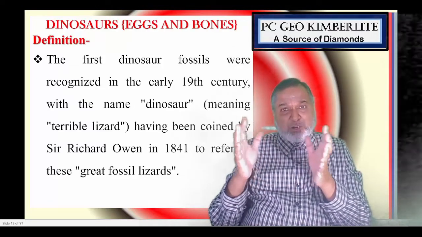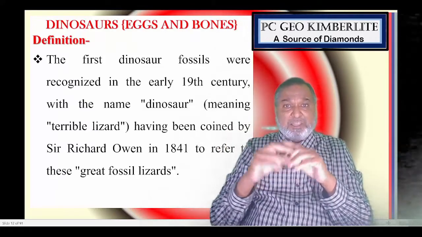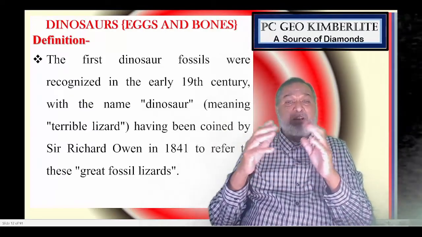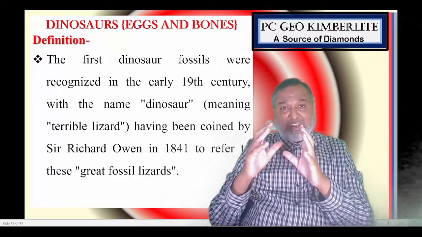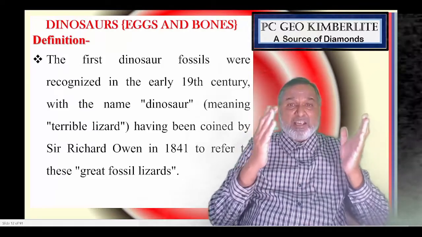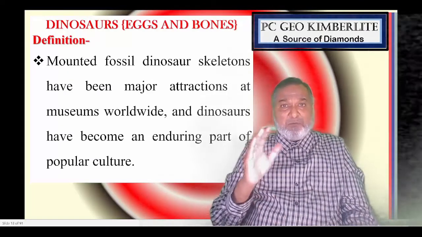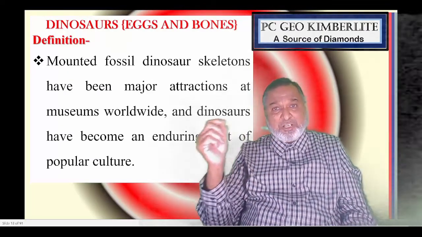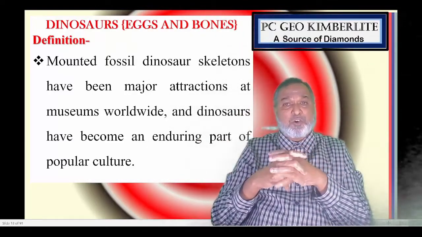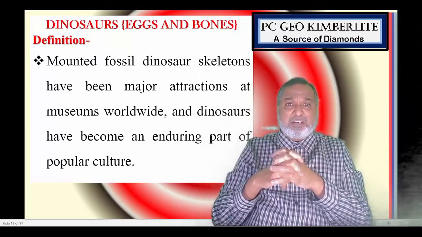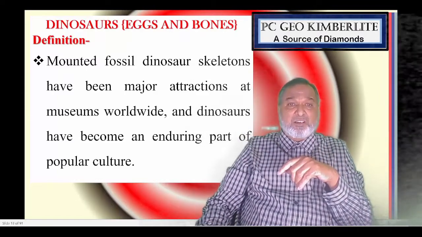First, we'll see the definition also. The first dinosaur fossil was recognized in the early 19th century, with the name dinosaur, meaning the terrible lizard, having been coined by Sir Richard Owen in 1841 to refer to these great fossil lizards. Mounted fossil dinosaur skeletons have been major attractions at museums worldwide, and dinosaurs have become an enduring part of popular culture also.